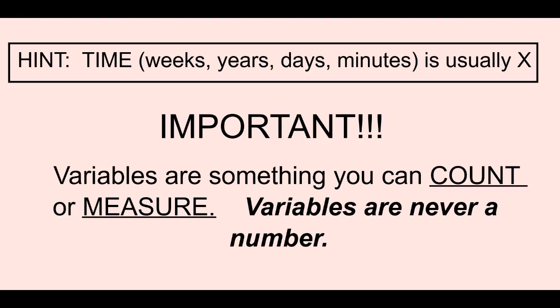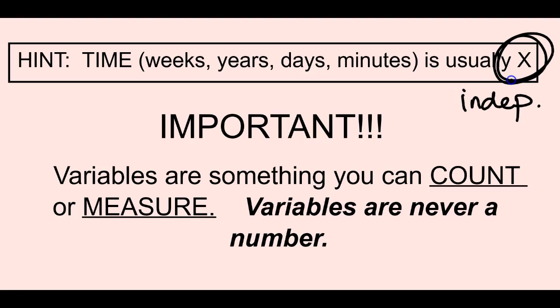So there's room on your paper to write this down. Big hint: time. Weeks, years, days, minutes, seconds, anything that has to do with time is usually the X variable, the independent variable. Just a hint. So if there's something to do with time, that's probably X.